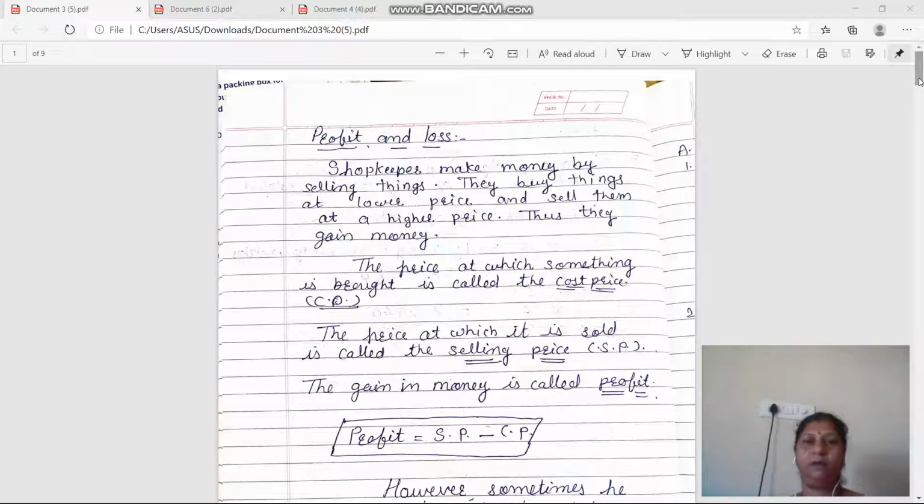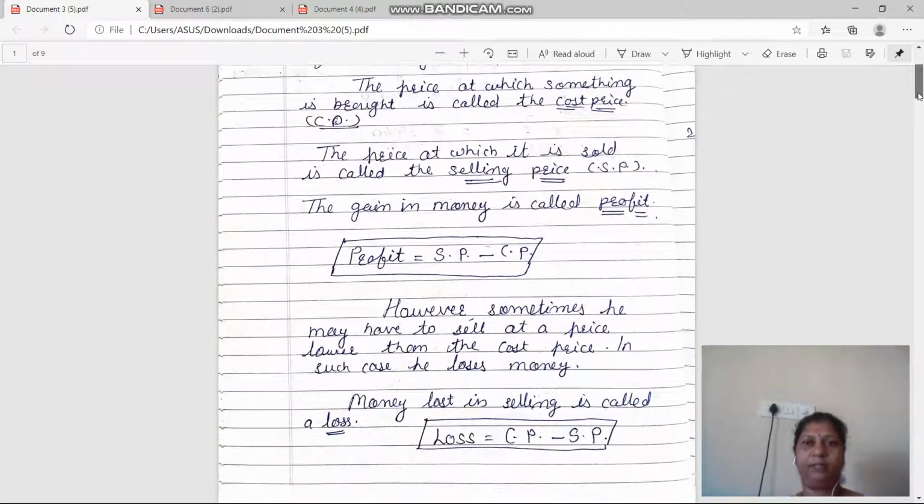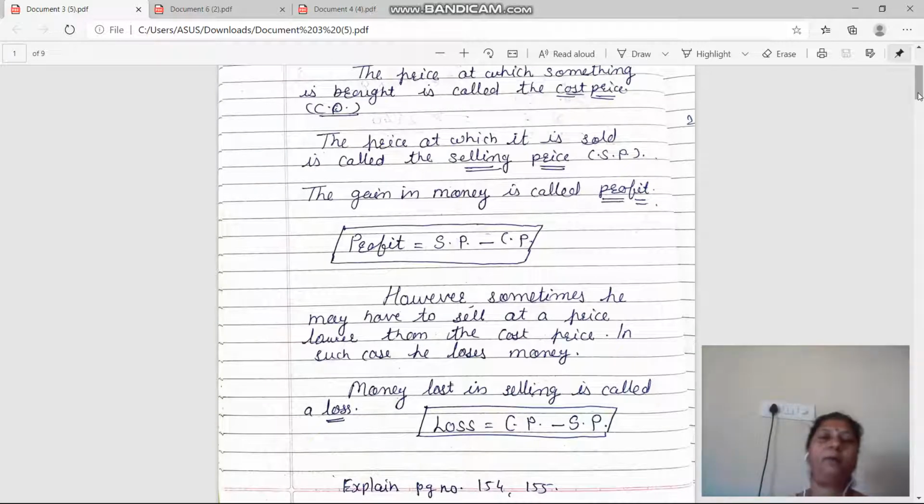So what is the formula for profit? Selling price minus cost price. Say with me, what is the formula for profit? Selling price minus cost price.